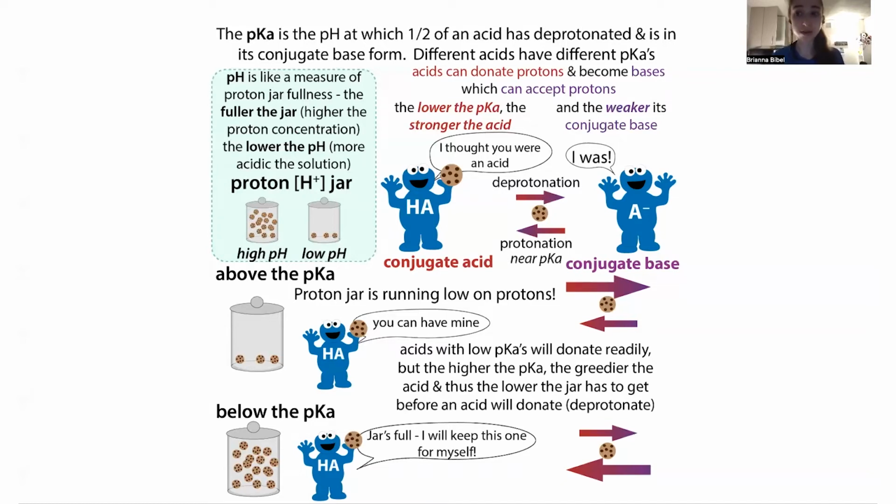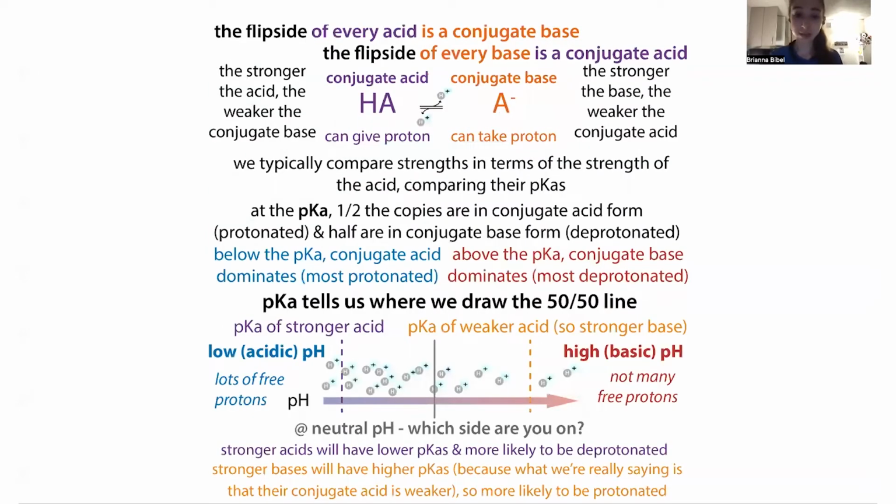Also, if there's more protons around, then you're going to have more chances to run into them. And so even then, a weaker base could still be protonated. So we need to take into account the pH as well as the pKa. And so the pKa is going to be a measure of the greediness.